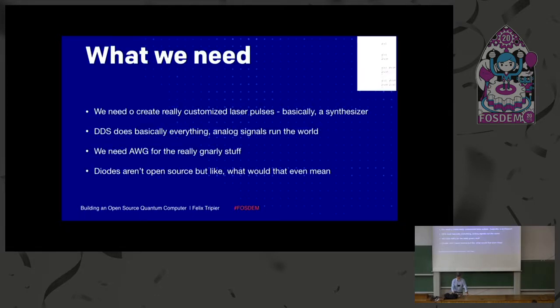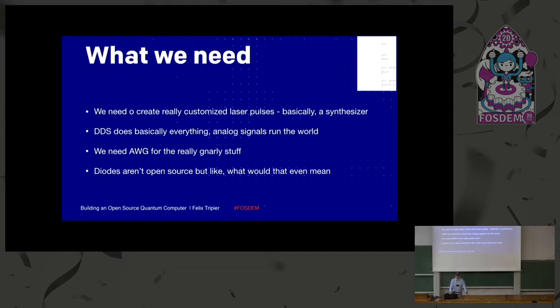For our actual lasers, this is the part of the quantum computer that actually writes our program into our trap. What we need is to create really customized laser pulses, a synthesizer, as I've alluded to before. You need DDS, which is an electronic component that can actually output an analog signal. And if you have enough DDS, you can just mix them together and more or less do everything you need for our simple trapped ion computer.